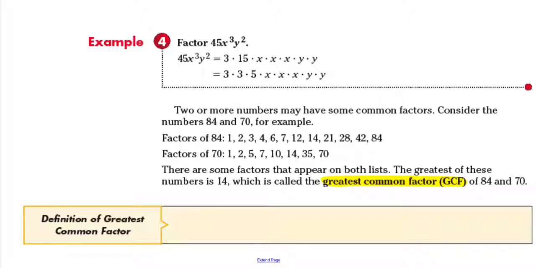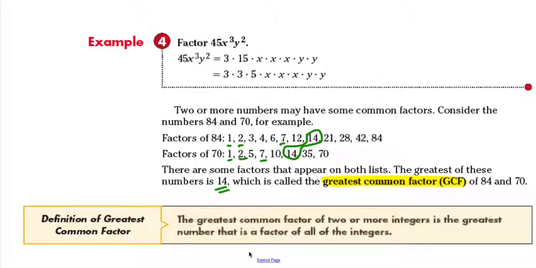So in this case, even though there are other factors, 2 is a common factor, 1 is a common factor, 7 is also a common factor, but the greatest common factor of 84 and 70 is 14. So the definition of the greatest common factor of two or more integers is the greatest number that is a factor of all of the integers. And like what we learned, we can use the prime factorization to find the GCF of two numbers.